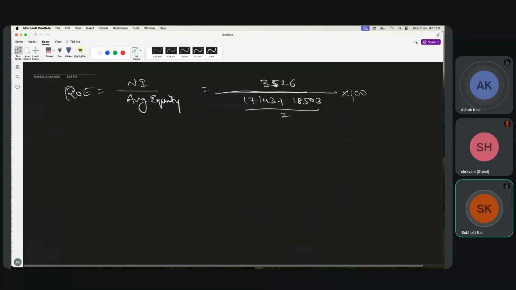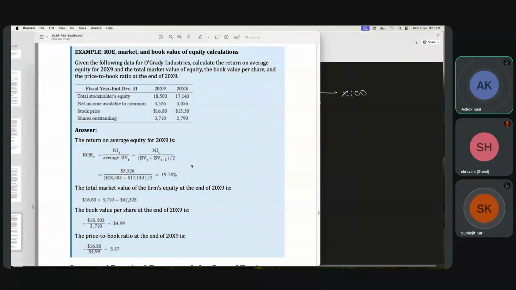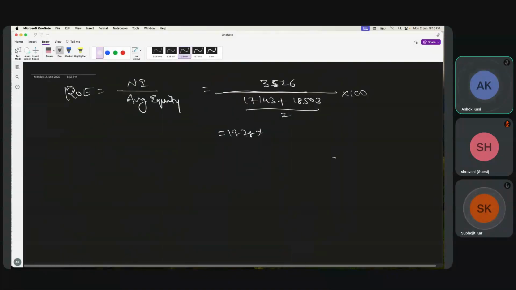It's 19.783. Okay, so 19.78 percentage. Okay, this is matching. So what does this mean? What is the interpretation? Interpretation is if you have 100 rupees in your hand, you are creating net profit of how much? 19.78. With 100 rupees, you are creating net profit of 19.78. That's what it means, return on equity.